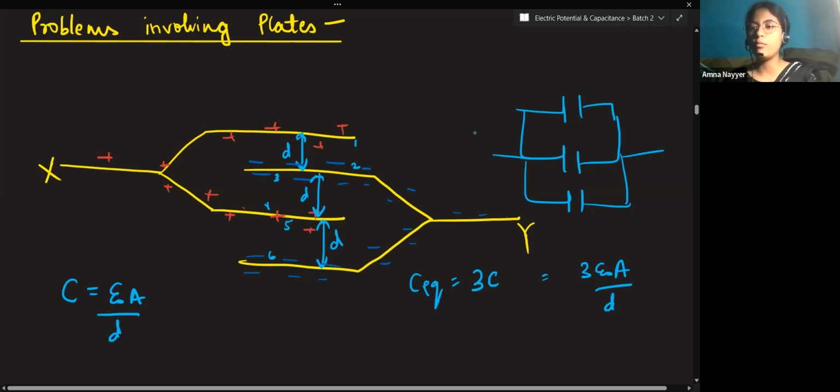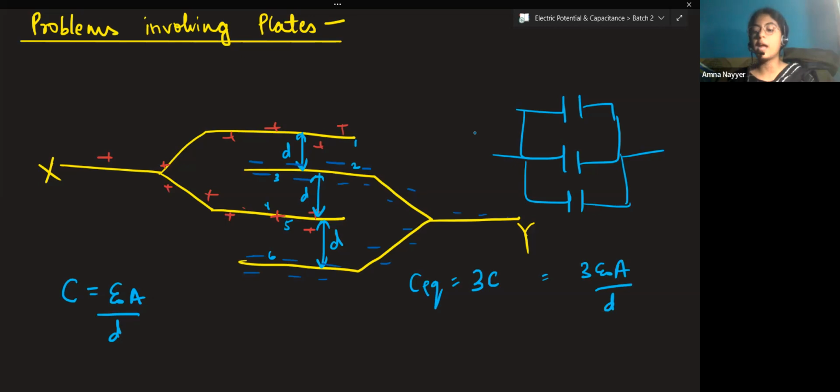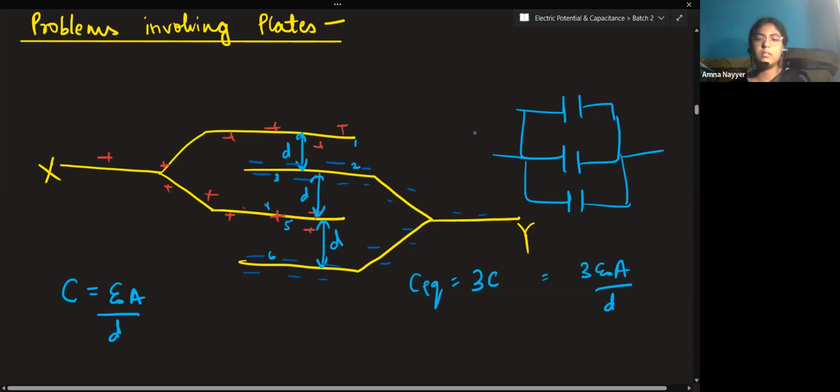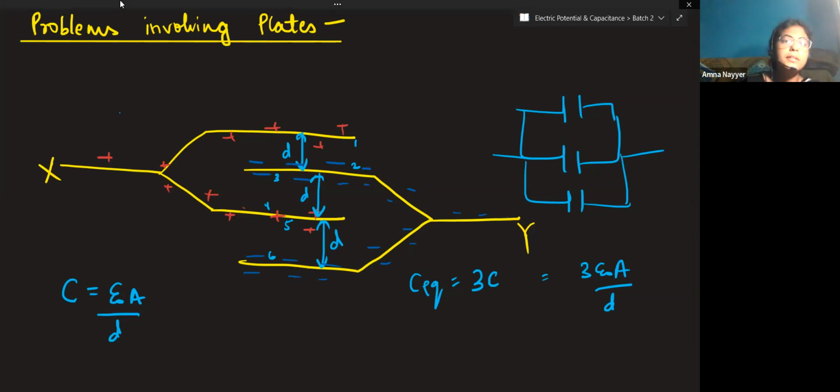In this manner, you have to identify whether they are connected in series, whether they are connected in parallel. Your prime concern is what? First, to identify how many capacitors are made. See, always 3 capacitors won't get formed. Let me give you another example. Let's do one more example, then only this portion will get clear.